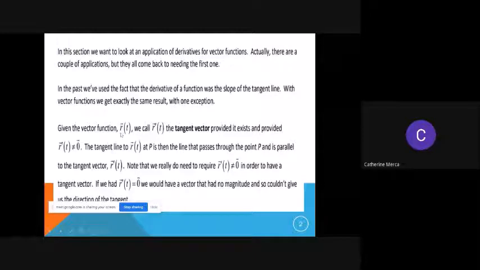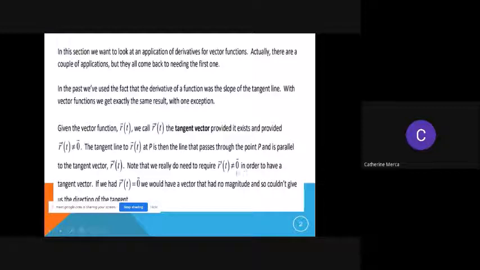So kung may r of t kayo, yun yung vector valued function natin. You're given your vector valued function, r of t. Then ang tangent vector will simply be the derivative of your r of t, provided it exists and provided that your r prime of t is not equal to 0. So r of t at P is then the line that passes through the point P and is parallel to the tangent vector, which is your r prime of t.